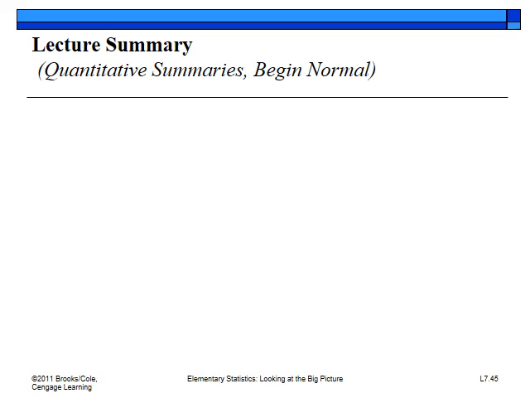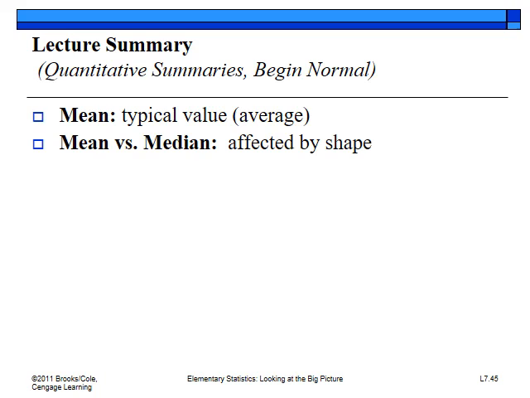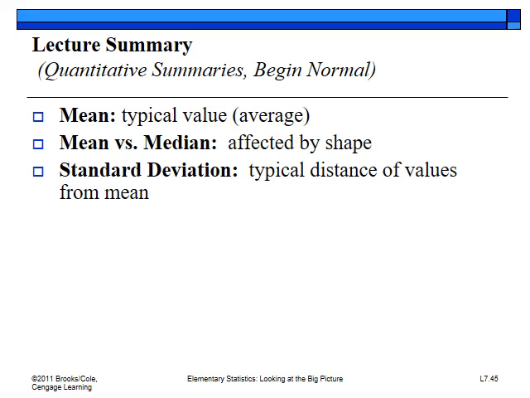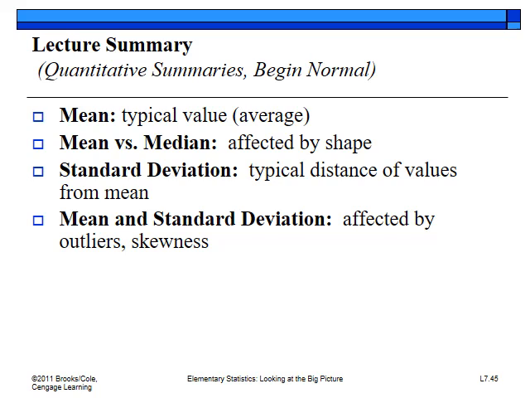In this lecture, we talked about summarizing quantitative variables. We talked about the mean and interpreted it as a typical value of our data set. We talked about how the mean is affected by the shape of the graph, and how if there's a long tail to the right, for example, the mean will get pulled to the right, away from the median. The standard deviation is a measure of the typical distance that values fall away from the mean. Remember that the mean and the standard deviation are both affected by outliers and by skewness of the distribution.